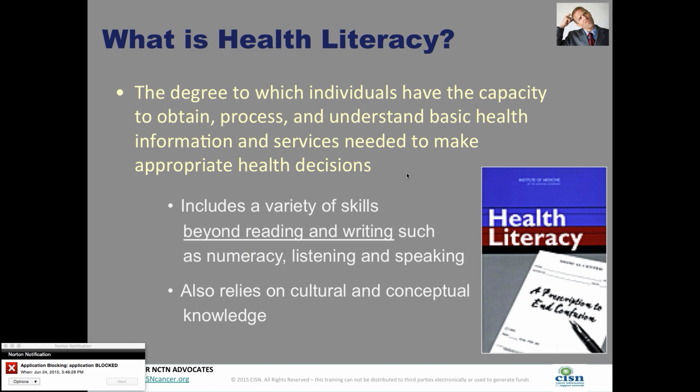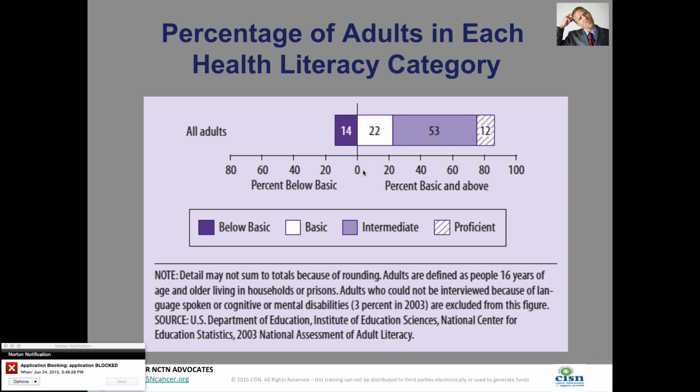When they think health literacy, it's can you read something, can you write something? But it's numeracy, and that is, do you understand percents, risk and benefit? Most people have a very low understanding of that, and that needs to be explained in a clinical trial. Listening and speaking, are they English speaking, limited English speaking? All of that goes into health literacy. Plus, it relies on cultural and conceptual knowledge. And you'll see from our next couple of slides that we have a problem in this area.